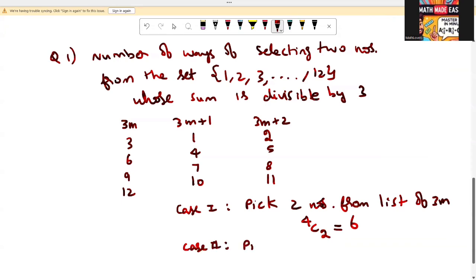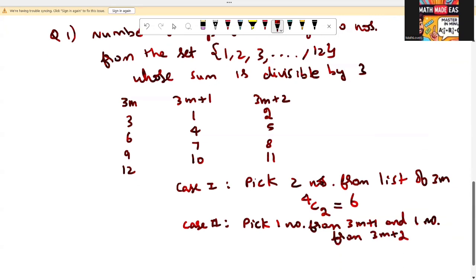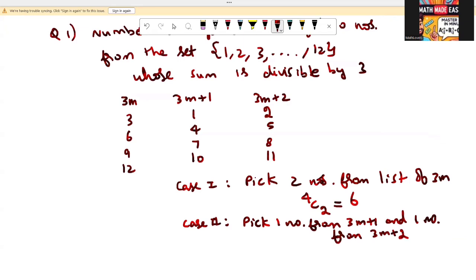Case 2, you can pick one number from the list of 3m plus 1 and one number from the list of 3m plus 2. So when you add them up, it will become 3m plus 1 plus 3m plus 2 type, which gives you 3m plus 3, which is again a 3 multiple. There are 4 numbers in this list and 4 numbers in that list. So you're going to pick one number from each and take their product, because they are happening independently. Whatever number you pick from the 3m plus 1 column does not matter to what number you're picking from the 3m plus 2 column. So 4C1 value will be 4, so it's 4 into 4, 16.